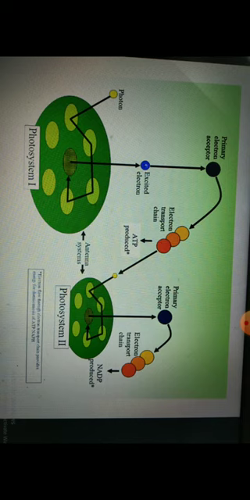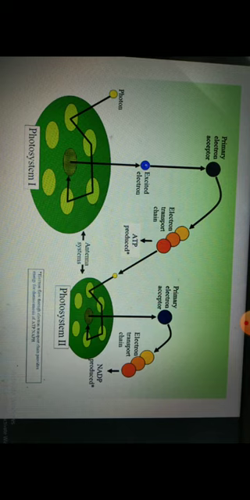Then it goes through the electron transport chain, which has different complexes: there is cytochrome b6f complex, there is plastocyanin, and all those protein molecules which take part in the electron transport chain. So this excited electron, along with energy, is transported through the electron transport chain, and ultimately ATP is produced. Now the electron is further transferred to photosystem 2.